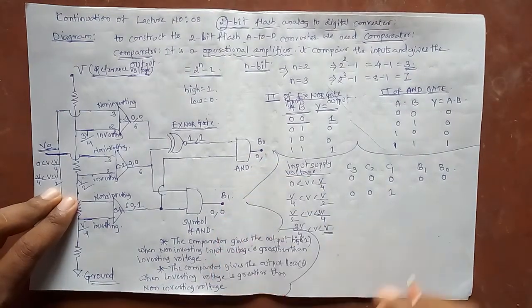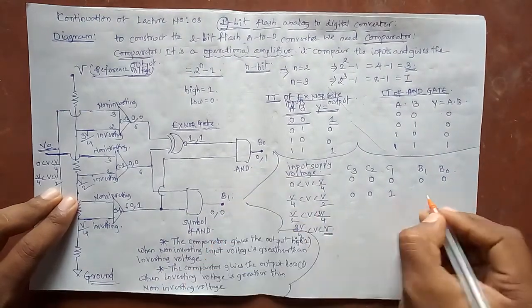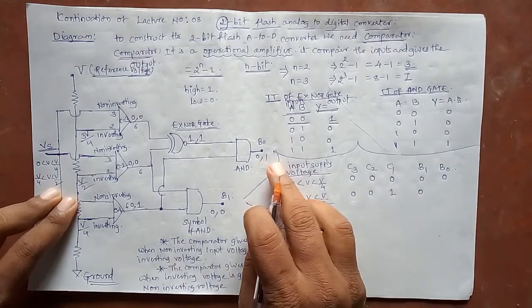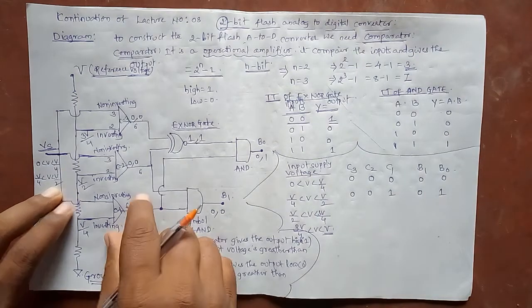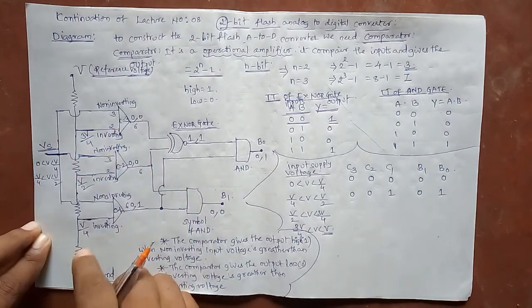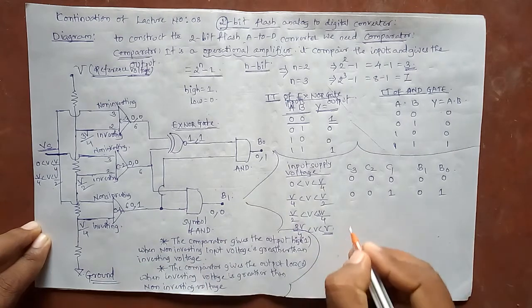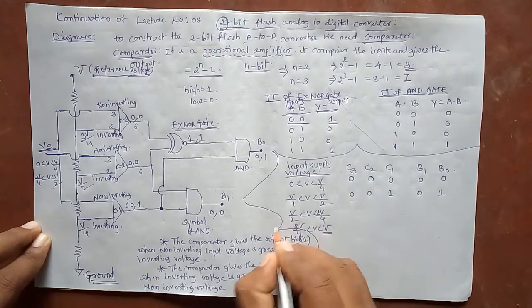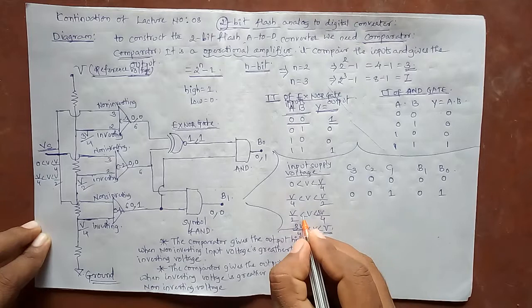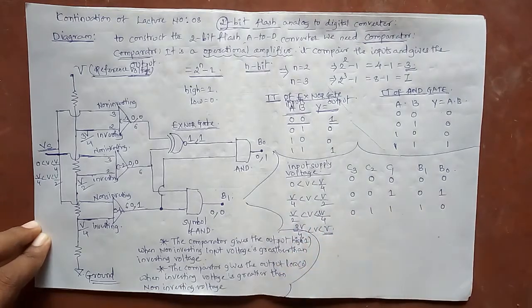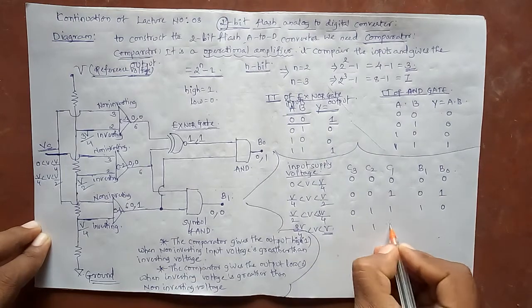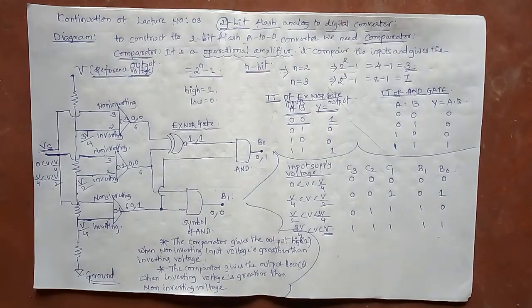Okay, I write the values. B1 is 0, B0 is 1. This is how we compare the input voltage and give the output. Directly I write these things for these two situations. For these two situations this is the value and for this is the value. This is how the analog voltage is converted into digital voltage.